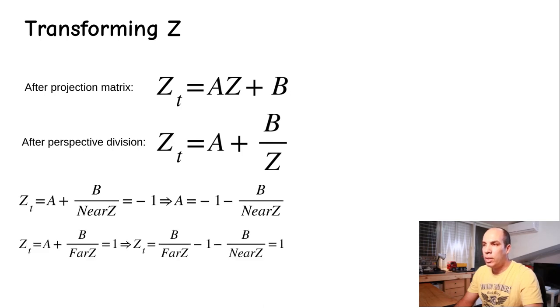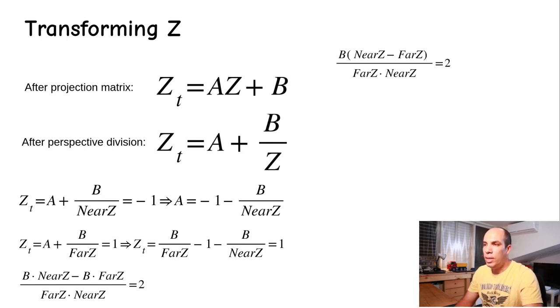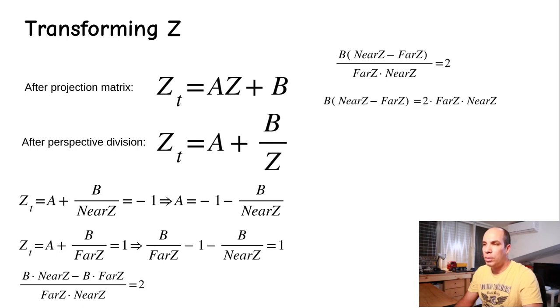We can replace Z with near and far and get the minus 1 and 1 respectively. This allows us to extract A and express ZT using B only. Now let's move minus 1 to the right hand side of the equation and find the common denominator on the left hand side. Next, we can extract B in the denominator and multiply both sides by far Z times near Z. We can now express B using only far and near Z.